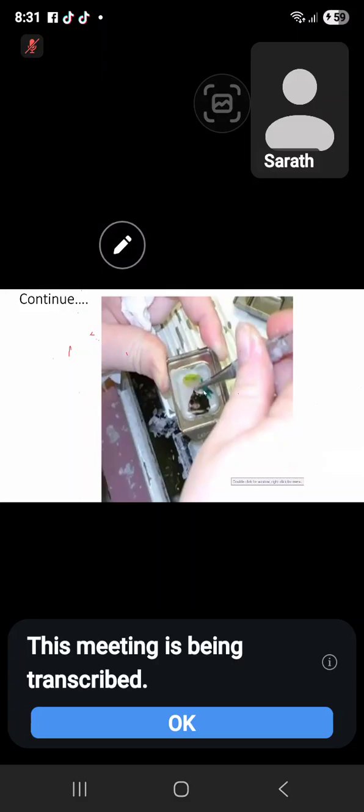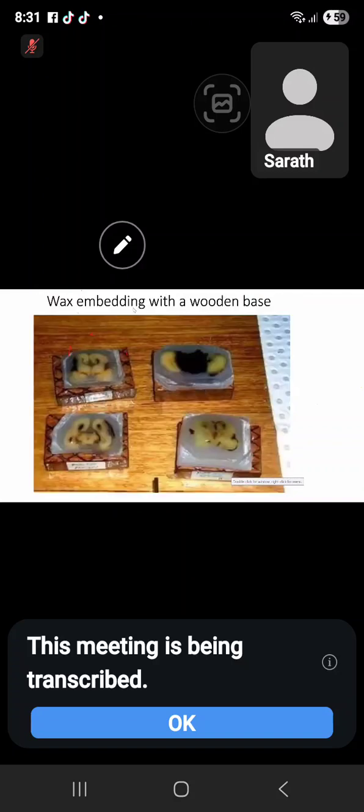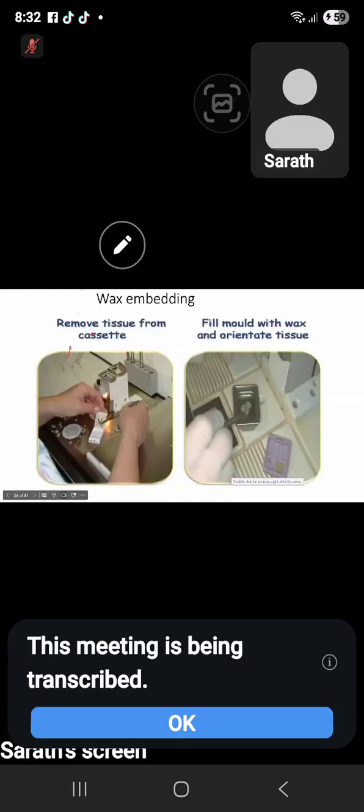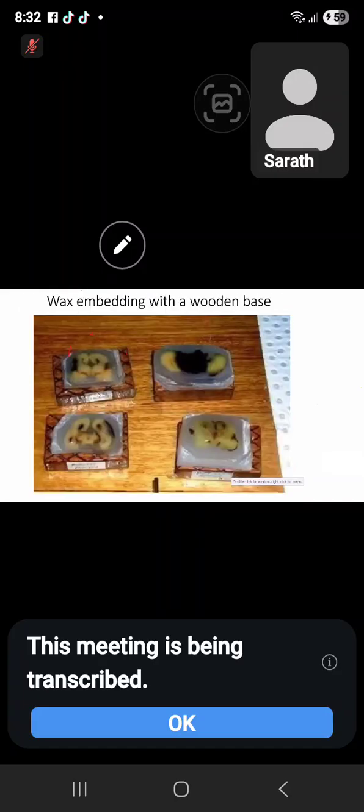See how you are taking. Right. So this is the wax embedding with the wooden block. Those days we did it like that, by using L-shaped pieces. Those days we didn't have this type of cassettes to cover. What we did, we used a wooden piece. Then after that, you take it out. The wax block is attached to the wooden piece. The whole wooden base and the whole thing can be fixed onto the microtome.